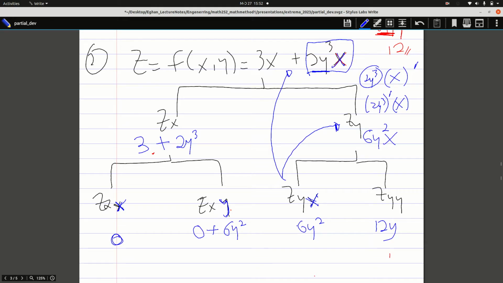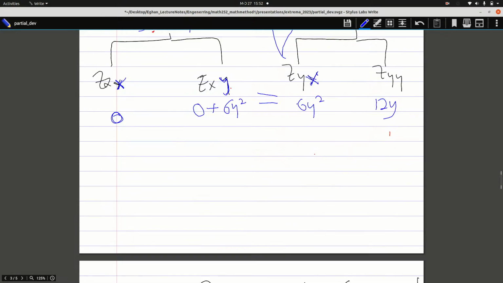Okay. Again, are they the same? Is your mixed partial derivative the same? Alright.